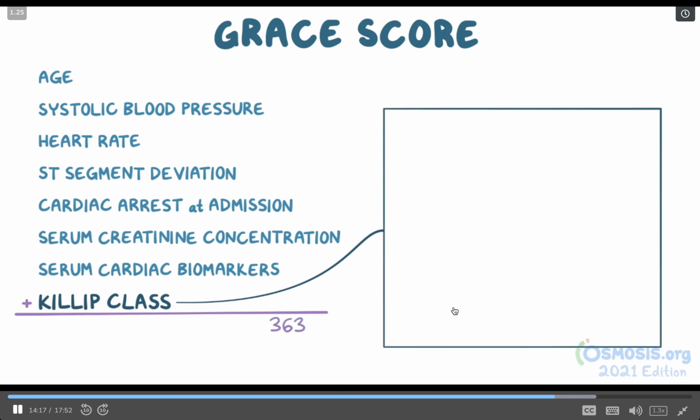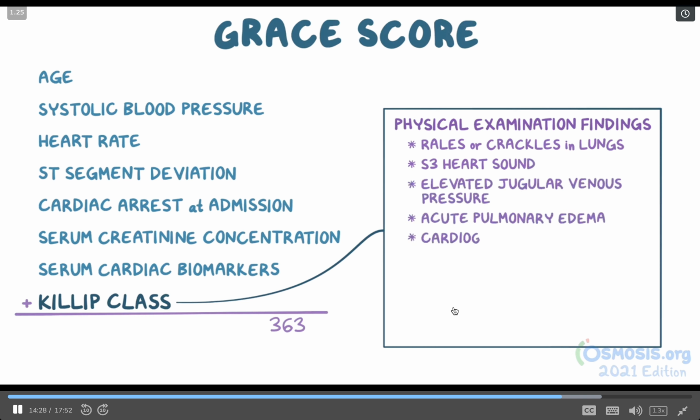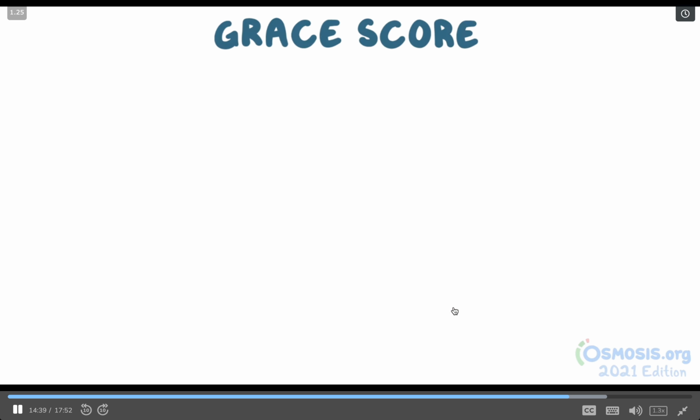Now, the Killip classification takes into account physical examination findings like rales or crackles in the lungs, an S3 heart sound, elevated jugular venous pressure, acute pulmonary edema, cardiogenic shock or hypotension, oliguria, cyanosis, or sweating, as well as the development of heart failure.